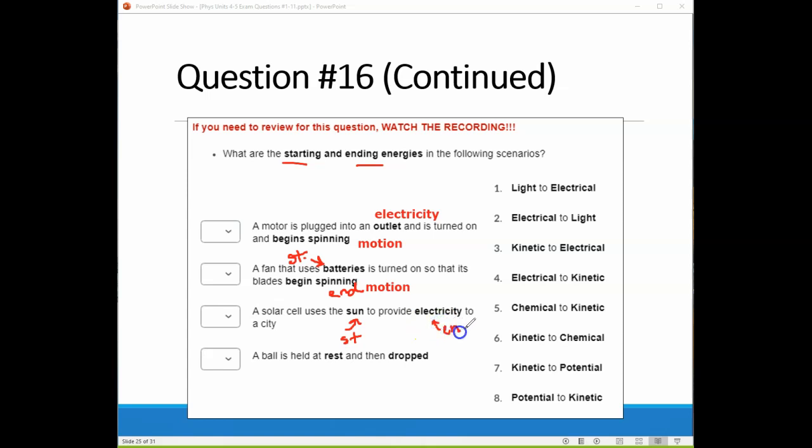That's our ending. And then in our final scenario, a ball is held at rest and then dropped, right? So it's held at rest at a specific height. So think about the type of energy we just talked about. That's our starting energy. And then it gets dropped. So as it gets dropped, remember now it is in motion. And so think about what type of energy that is for our ending. All right, pause the video, continue playing when you're ready.